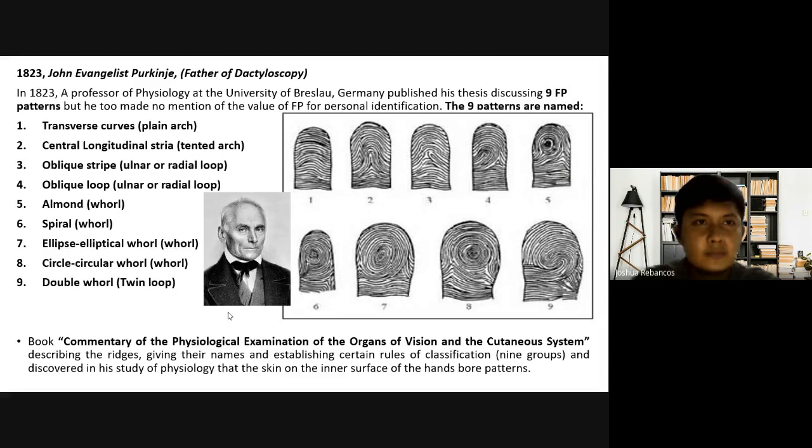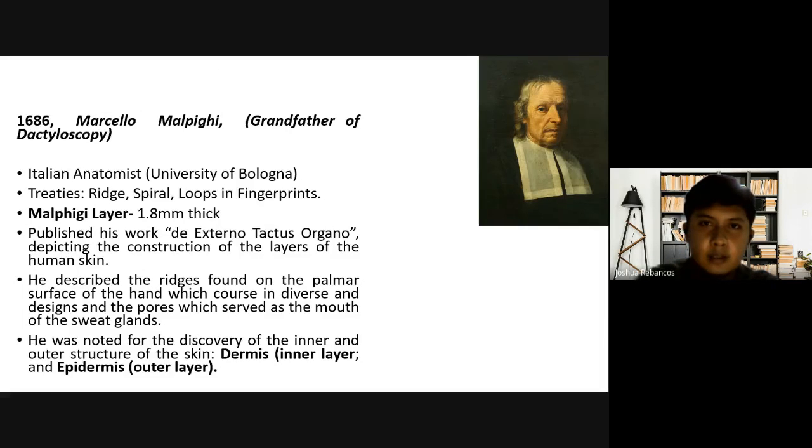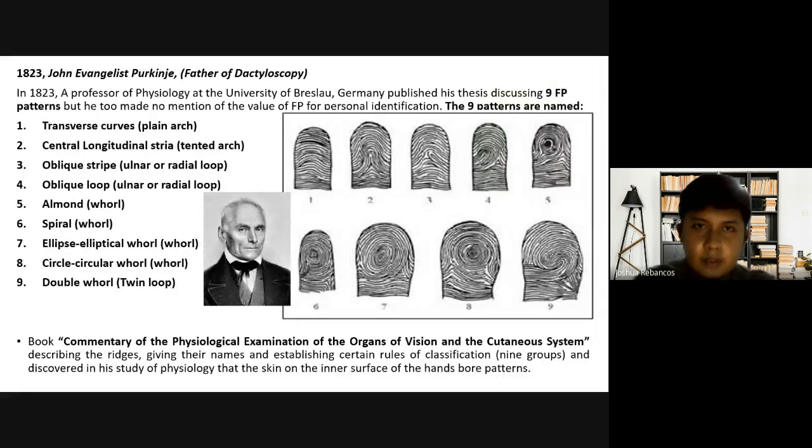Meron naman tayong isa pang siyentista noon. We have John Evangelist Purkinje. He is also known as a father of dactyloscopy. Yung isa naman kanina, grandfather of dactyloscopy. Ito naman, father of dactyloscopy. John Evangelist Purkinje, in 1823, a professor of physiology at the University of Breslau, Germany, published his thesis discussing the 9 patterns of fingerprint. Ito naman yung 9 patterns.